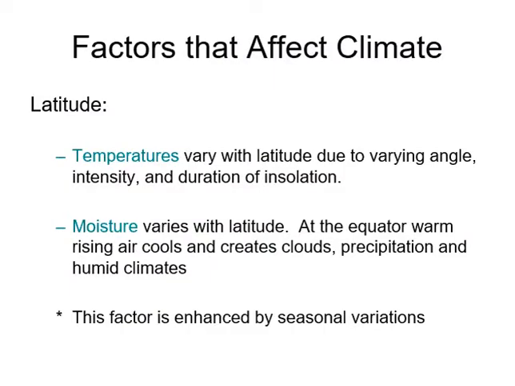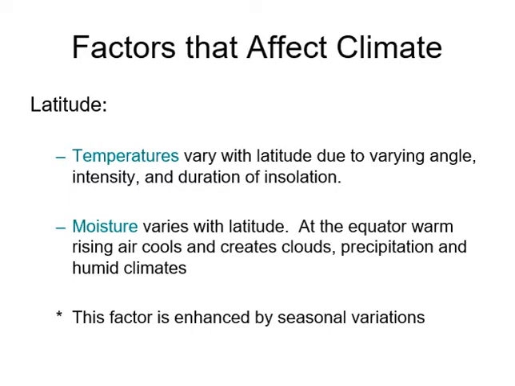Consequently, latitude influences both temperature and moisture. With more direct sunlight occurring along the equator, we have higher temperatures. And as you move poleward, generally speaking, temperatures decrease.